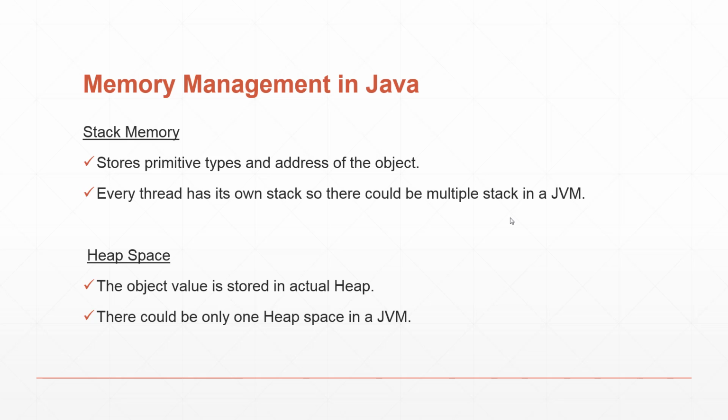The other difference is that there is no single stack. In a Java application, every thread has its own separate runtime stack, whereas there is only one heap space. Now let's take a closer look at the stack.